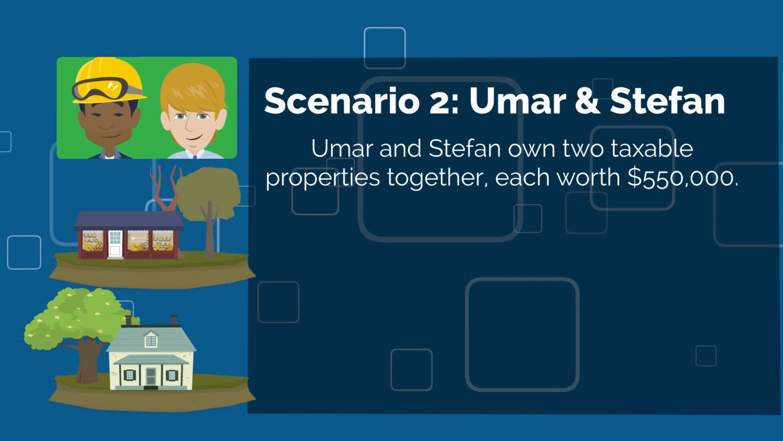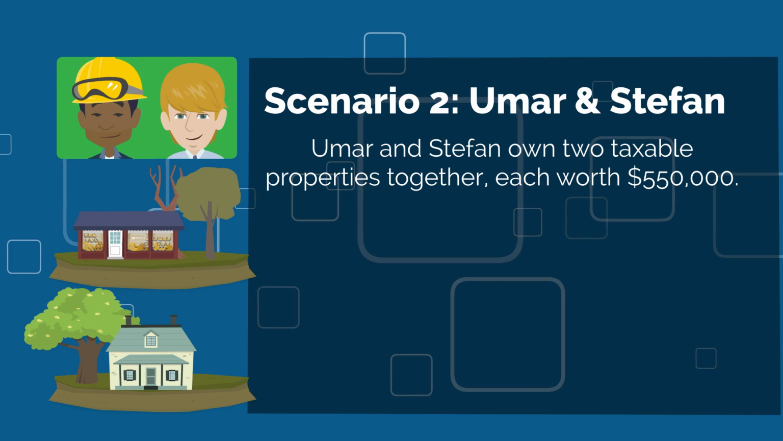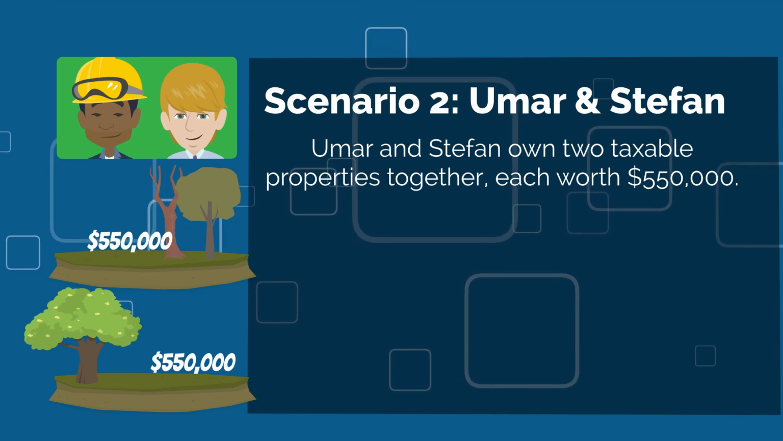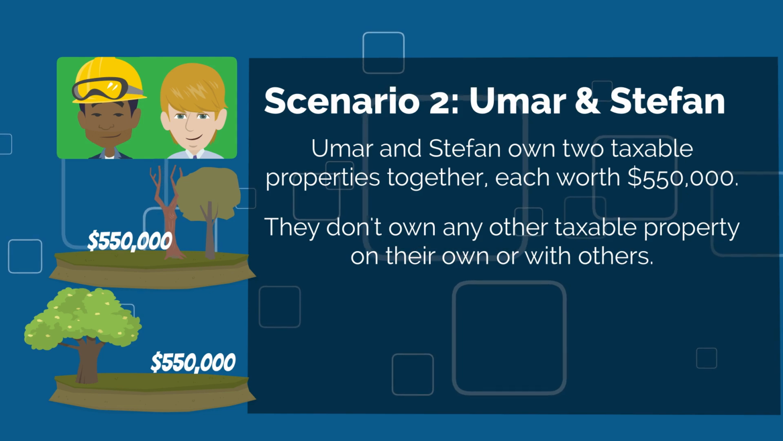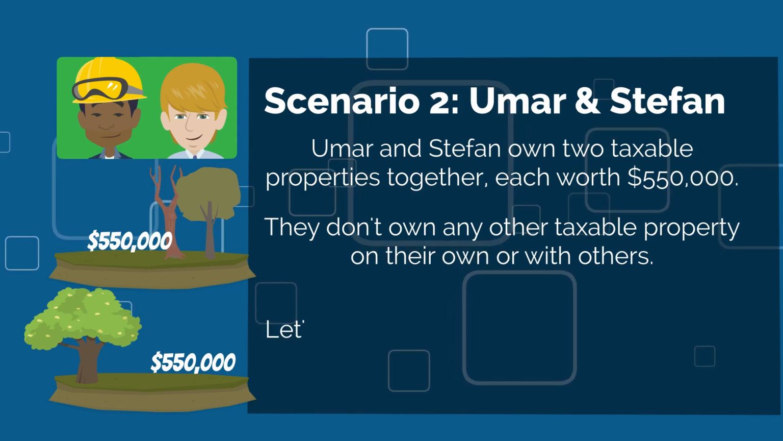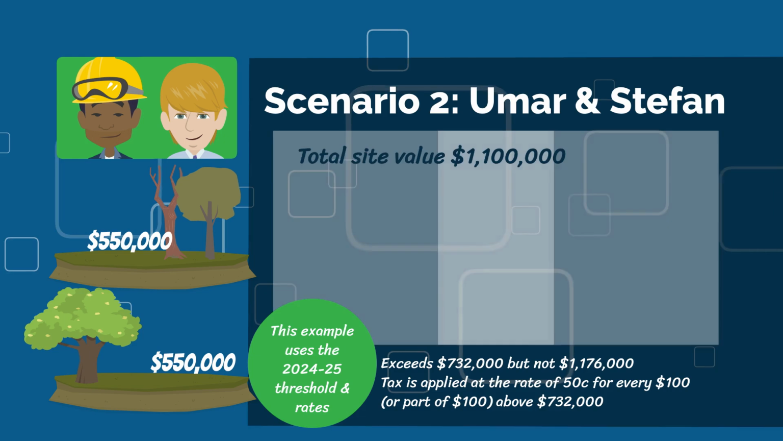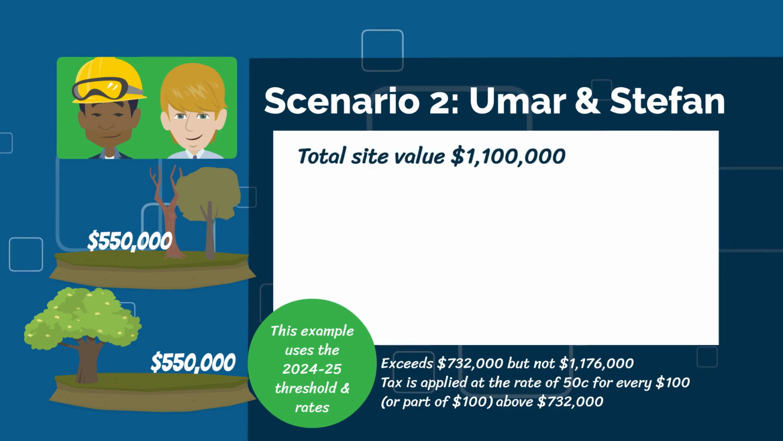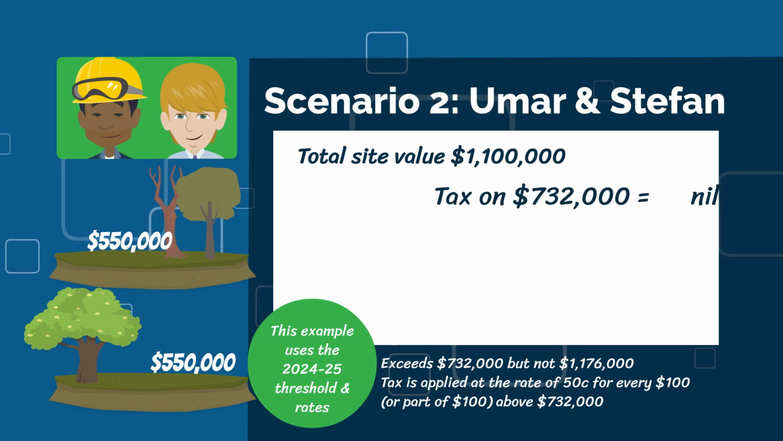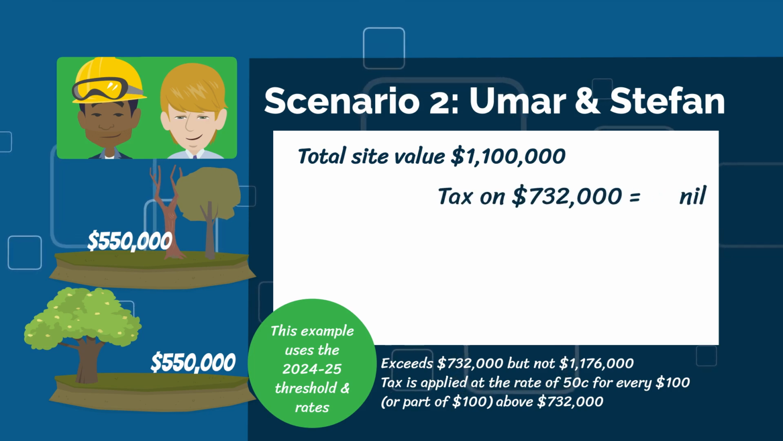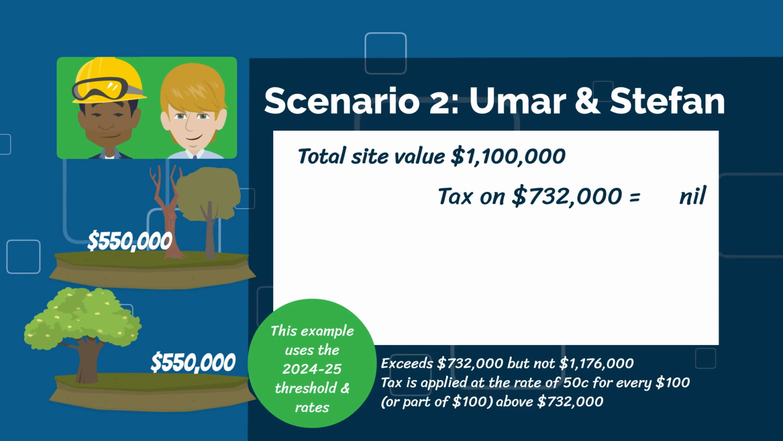Umar and Stefan own two taxable properties together, each worth $550,000. They don't own any other taxable property on their own or with others. Let's calculate what their land tax will be. Land tax is calculated on a total site value of $1,100,000. The threshold for 2024-25 is $732,000. Therefore, the first $732,000 will not attract land tax. Land tax will be applied on the amount above the threshold.